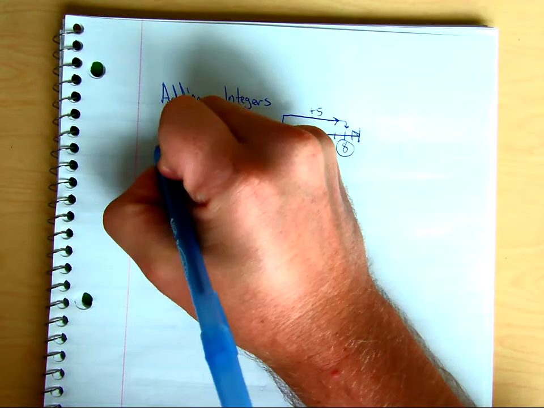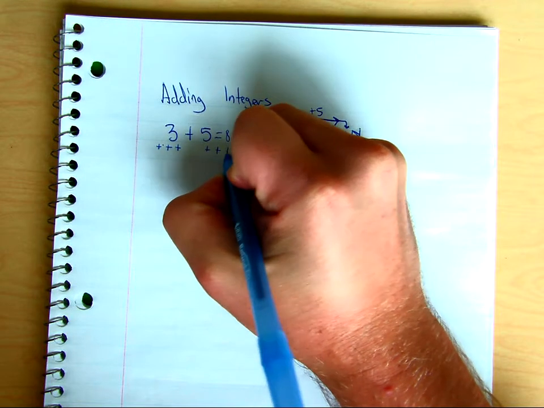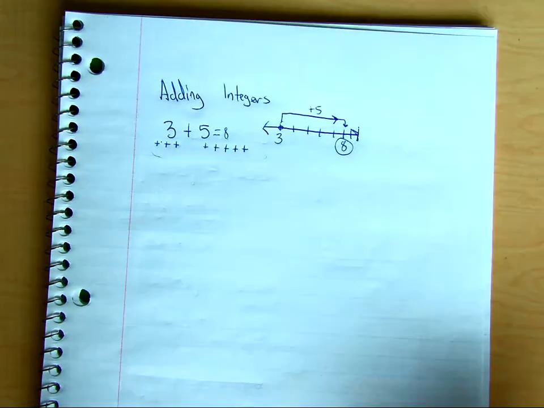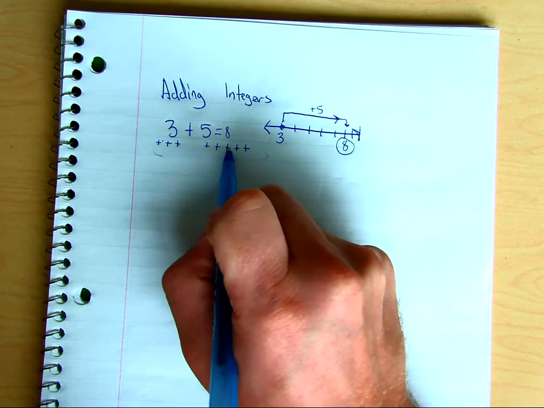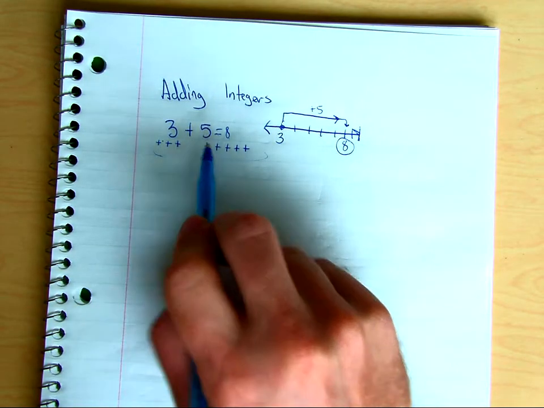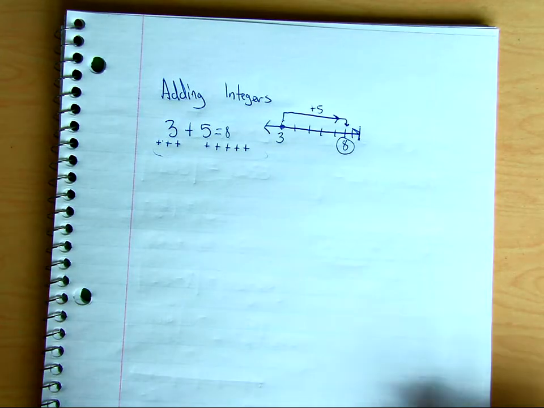Another way to think about it would be 3 positives plus 5 positives all together makes 8. There's 1, 2, 3, 4, 5, 6, 7, 8. So if I add something, in this case it's a positive, I'm going to move in the positive direction.